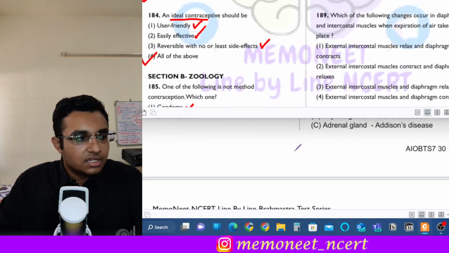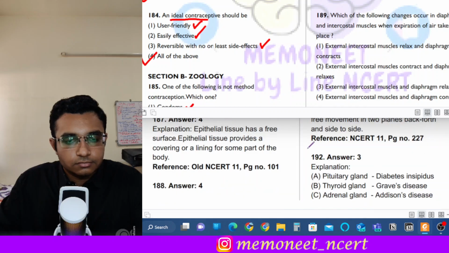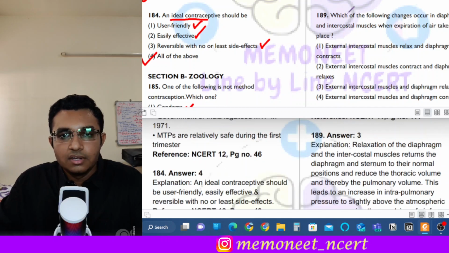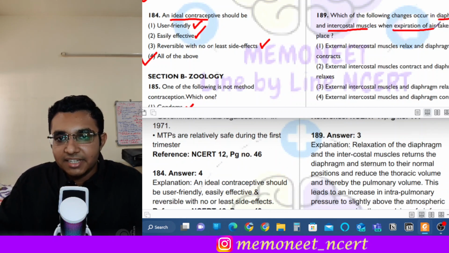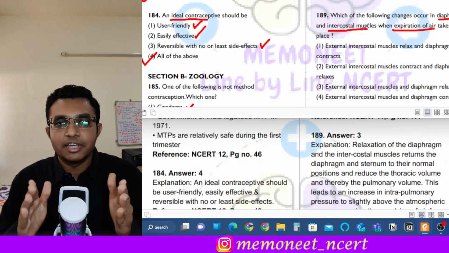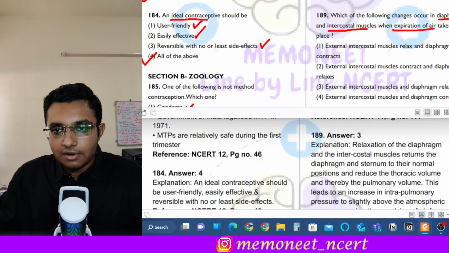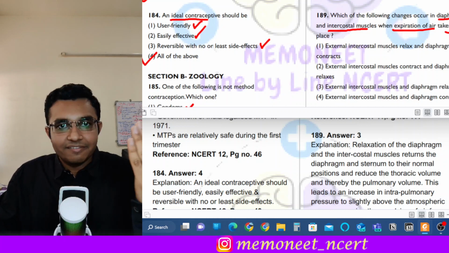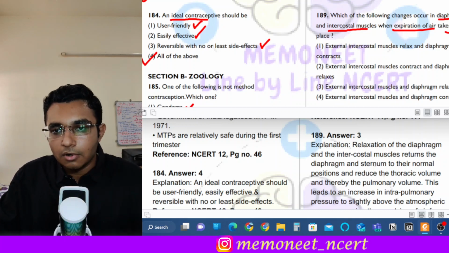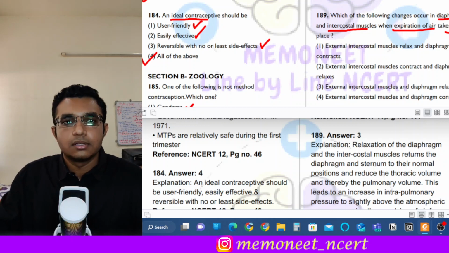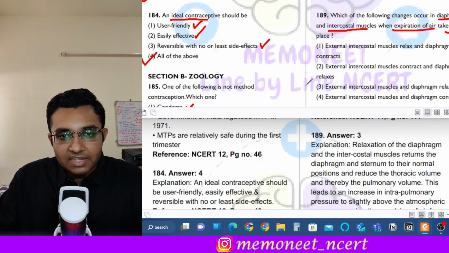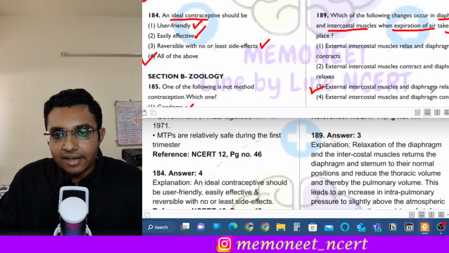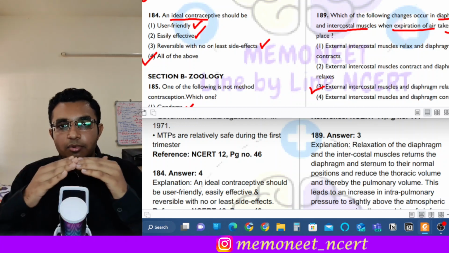The next question is question number 189. It states that which one of the following changes occur in diaphragm and the intercostal muscles when expiration of air takes place? Okay, now see, during expiration, the external intercostal muscles which are found in the ribs also relax. Okay, so the chest cavity moves inwards and the diaphragm also relaxes, so it moves on to its original dome shape. Okay, so the correct option here is both the external intercostal muscles and the diaphragm, they relax. Okay, the natural shape of diaphragm is dome shaped.